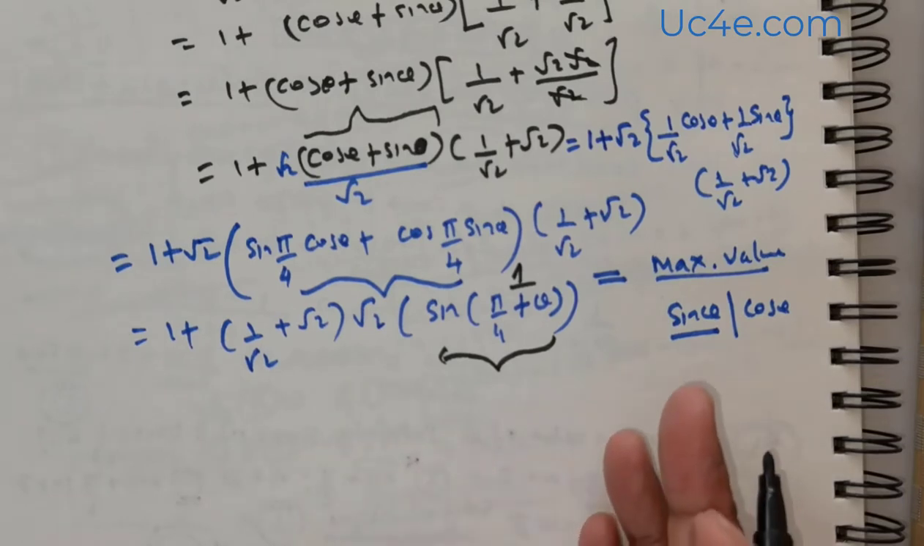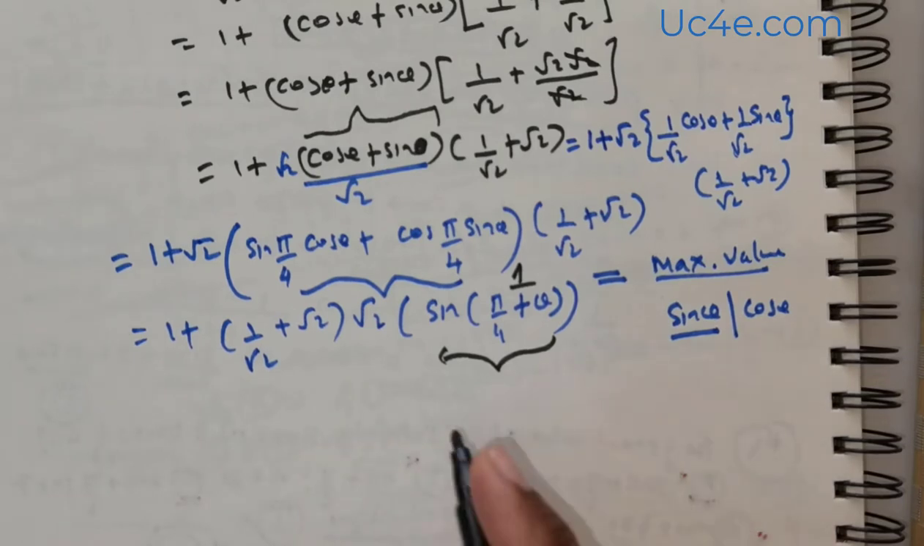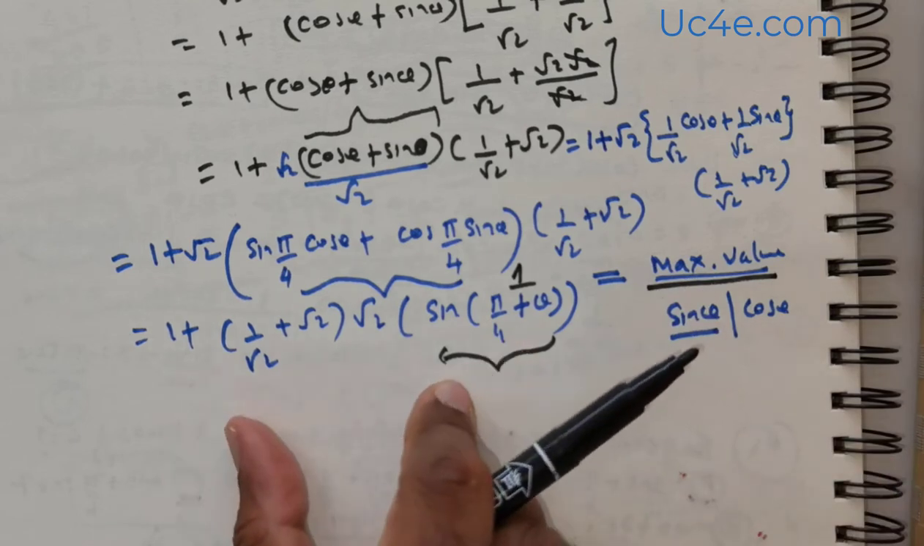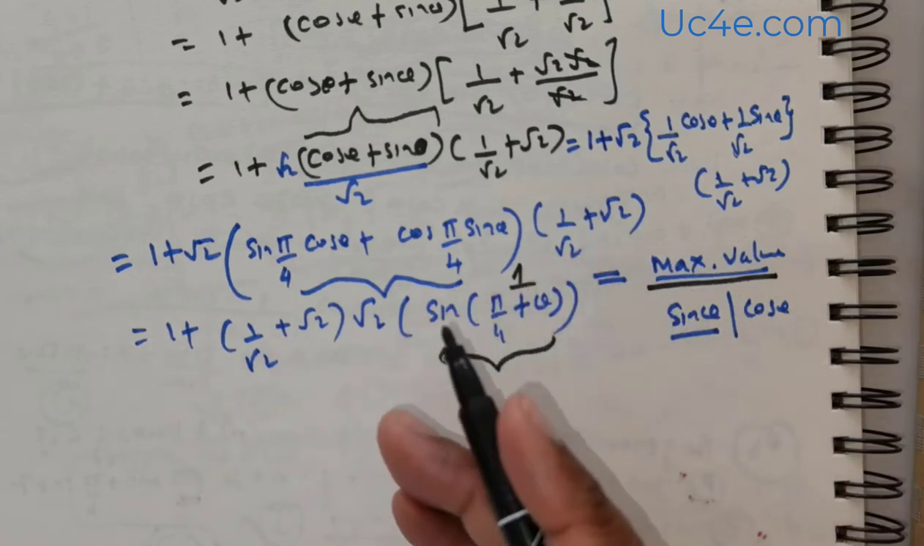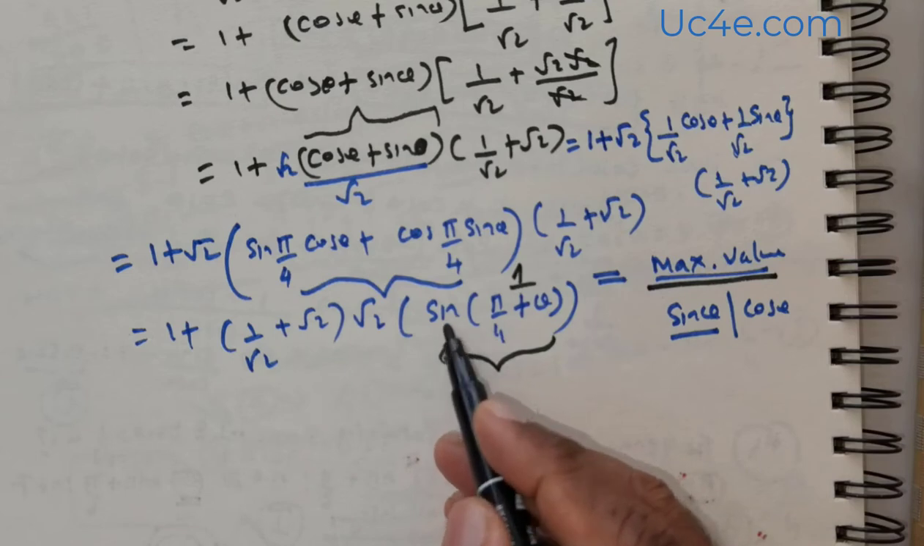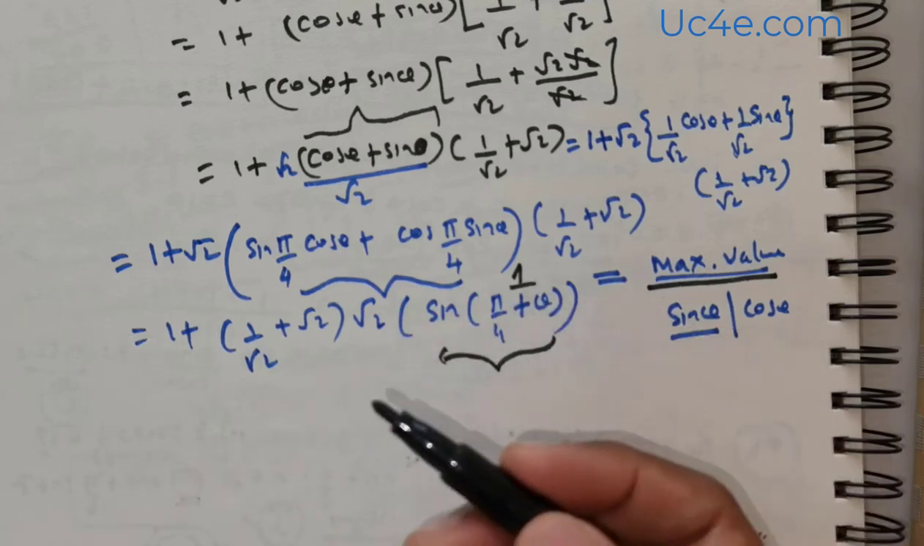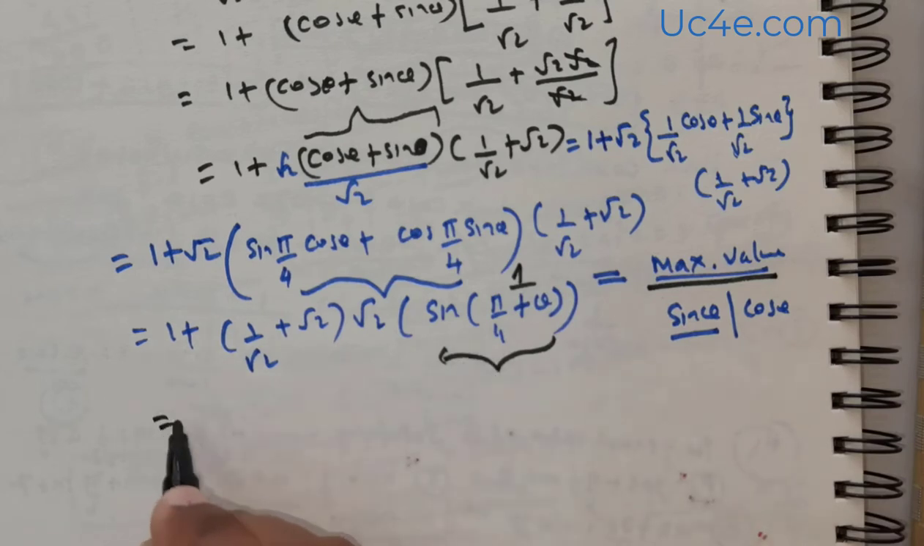So why do we do that? Because our objective is to produce a maximum value for this expression. And as I mentioned to you, that is only possible if this trigonometrical ratio sine hits its maximum value. So that is going to be 1. That's all. This problem is solved.